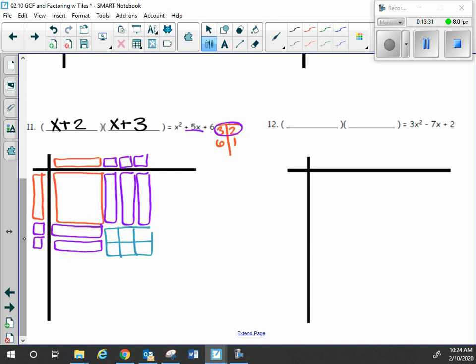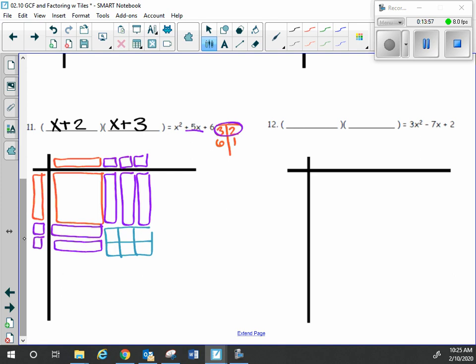Very good. So, 2 negatives multiplied give me a positive. 2 negatives when added together give me a negative. Okay, 3x squared. Lucky for us, the only way to make 3 is 3 times 1.